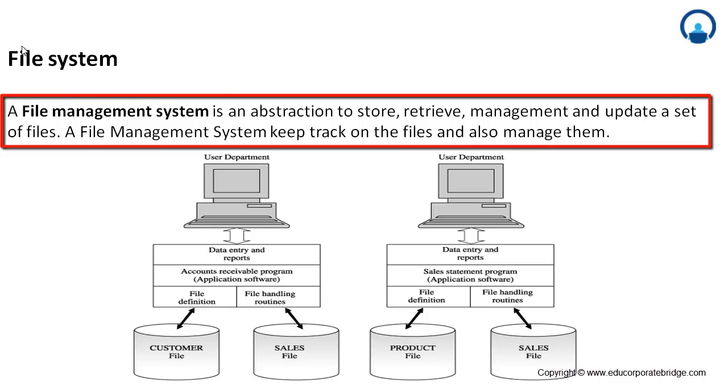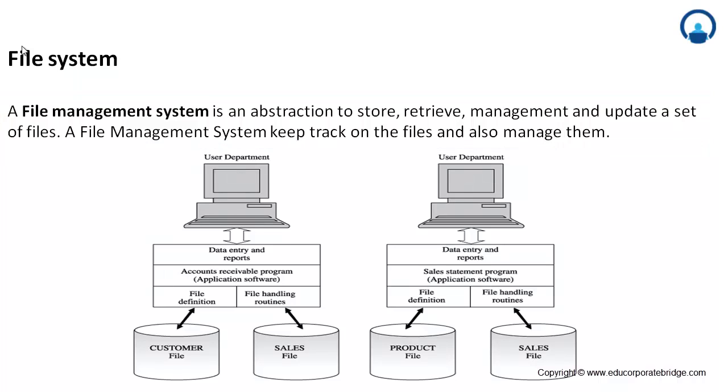A file management system is an abstraction to store, retrieve, manage, and update a set of files. A file management system keeps track of the files and also manages them. By listening to this theory, we have some idea about the file system: it helps in storing the data in files.